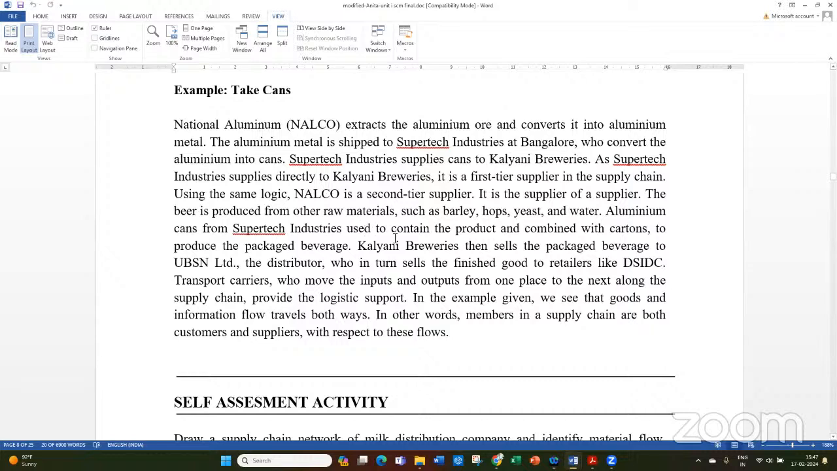And from this industry, you need to contain the product and combine it in cartons. So the cans are contained and we combine the cartons. The company is going to sell the packaged beverage in India. Again, distribution: the company goes directly, and such finished goods go to retailers, transport carriers.